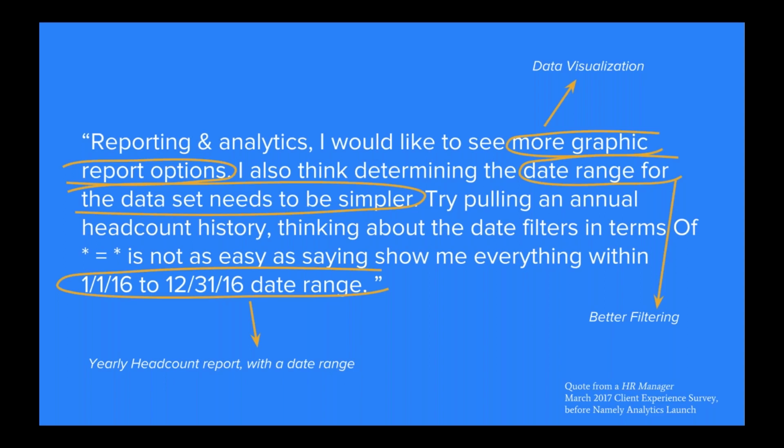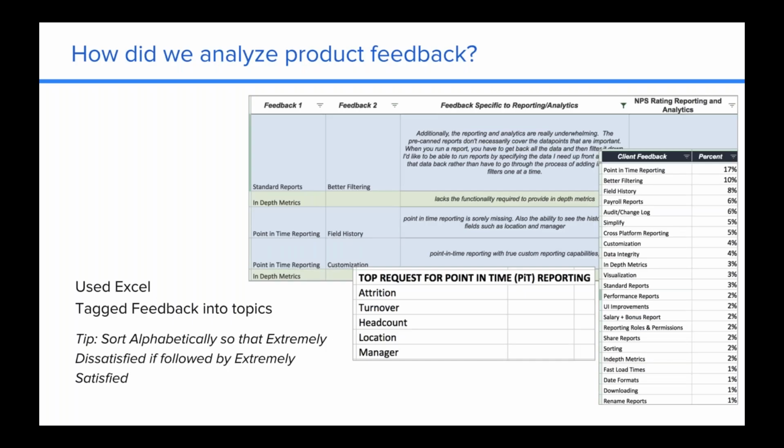As all of this feedback came in, we spent time going through all of it. We started tagging it because we needed some way to quantify this qualitative data. In this example, we found someone asking for more graphical reporting options. So we're like, okay, great, that's data visualizations. And then we noticed there were some comments here about better filtering, so we would tag it with that. And then there's also an ask here for a yearly headcount report with date range filters.